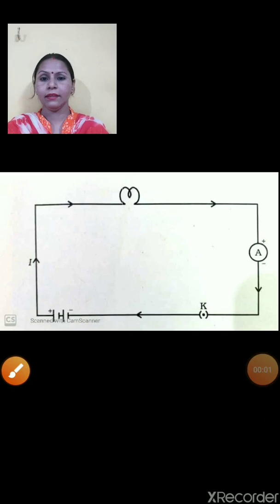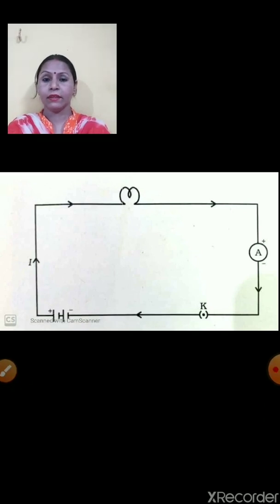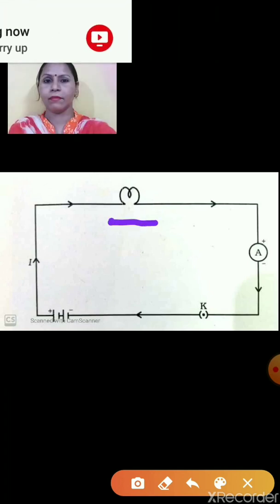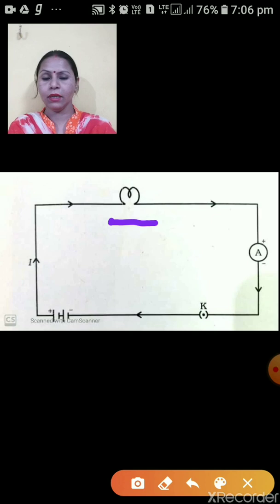Now children, in this slide I am showing you the diagram of an electric circuit. This electric circuit consists of various components. You can see the symbol of bulb here. Again you can see the symbol of battery. This battery consists of two cells. Now this is the symbol of key. This is a closed key, and closed key means in this circuit current is flowing.